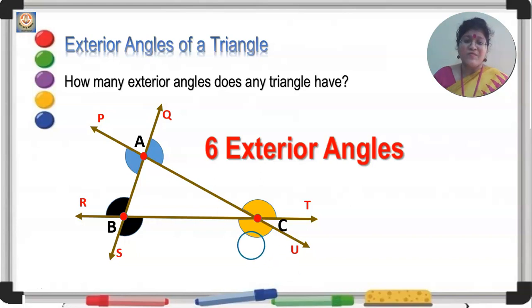So how will you write it down? I'm giving you the first clue. Now look at this. This is one of the exterior angles. This is the other exterior angle. So you can mention it as BAP and CAQ. One pair of exterior angles. Okay. Then ABR and CBS. They are the other exterior angles. Okay. So like this, you will write down the 6 exterior angles of this triangle. Got it?